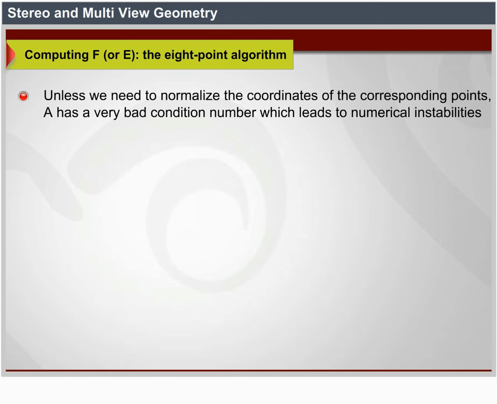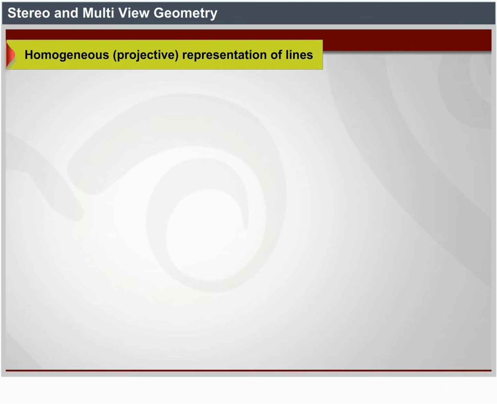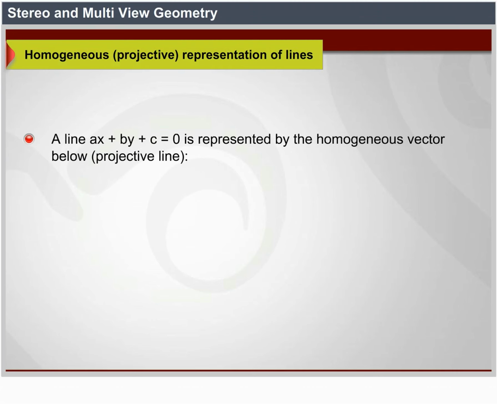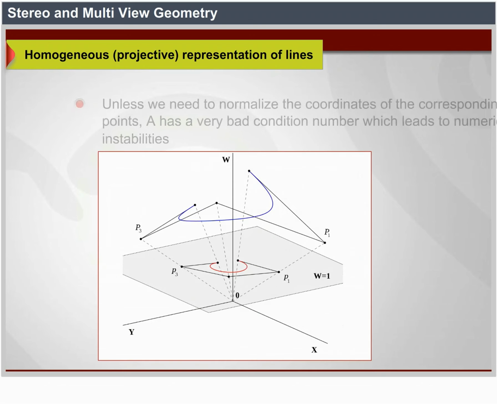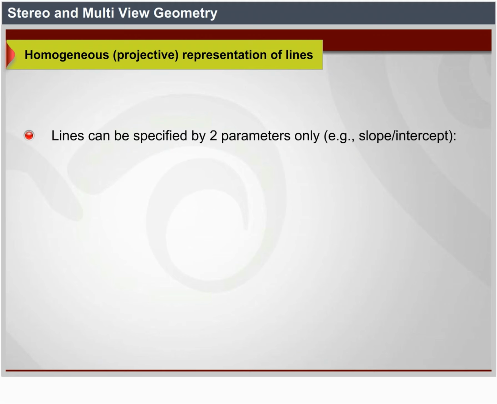Homogeneous representation of lines. A line ax + by + c = 0 is represented by the homogeneous vector (a, b, c), a projective line. Any vector k(a, b, c) represents the same line. Only the ratio of the homogeneous line coordinates is significant.